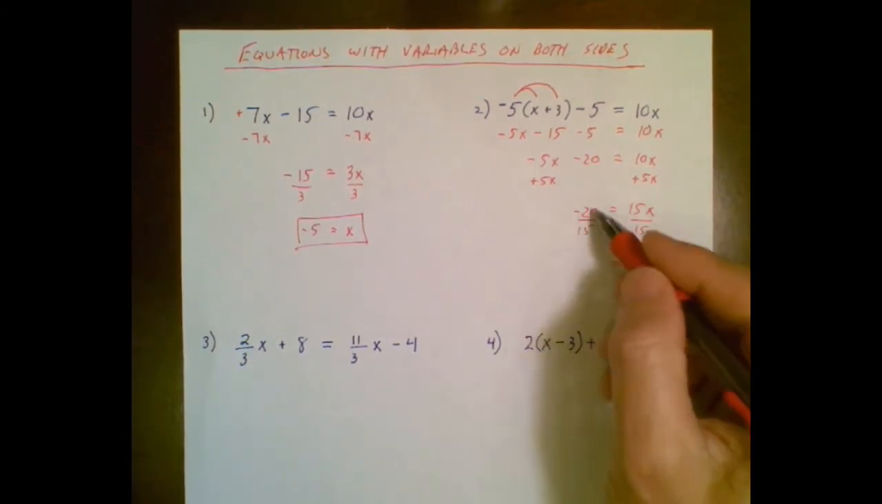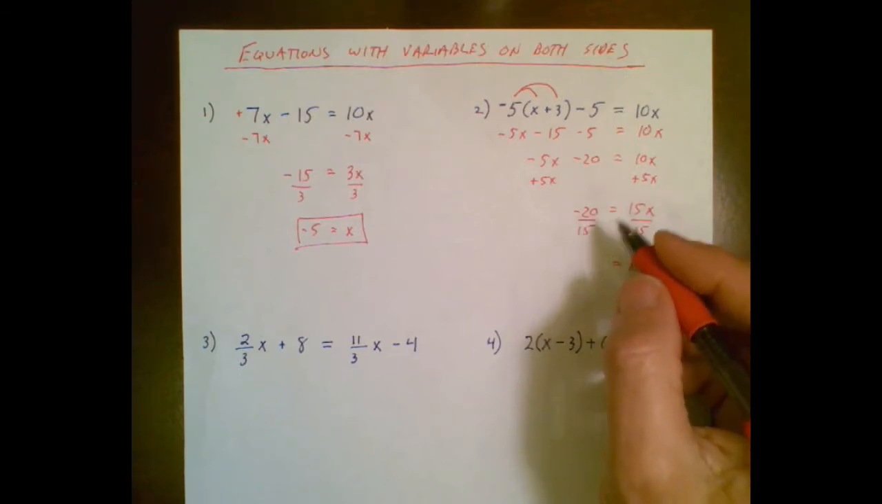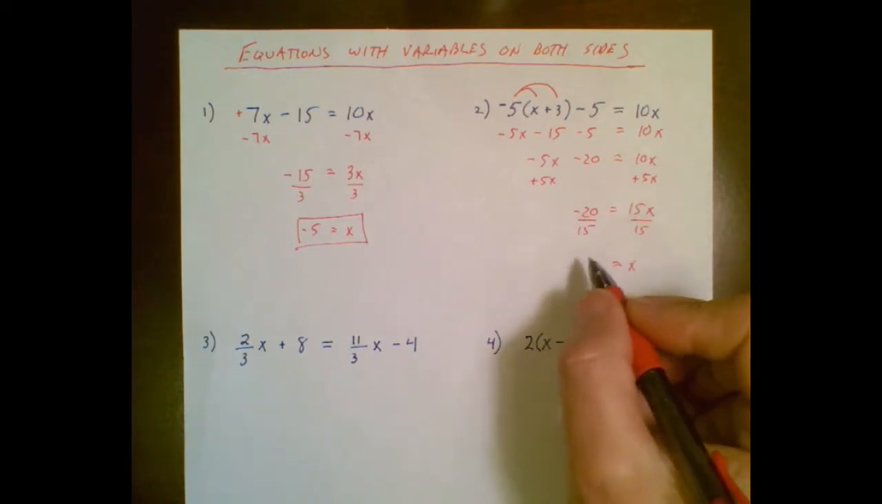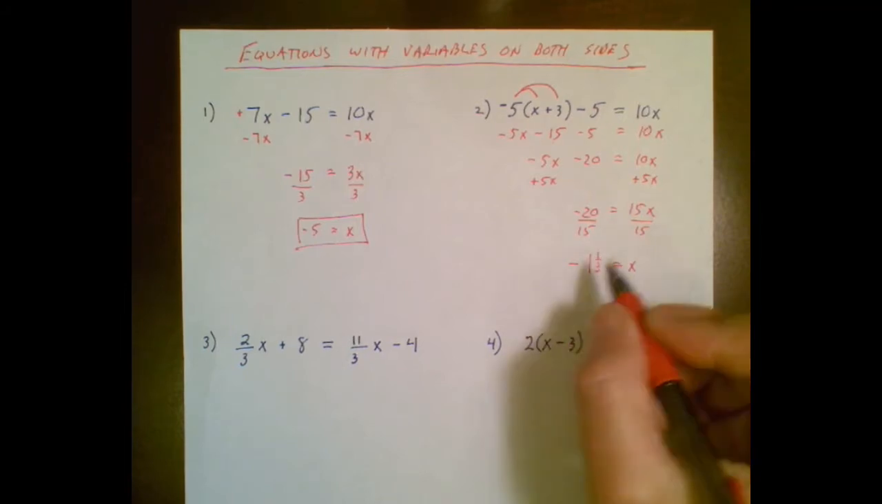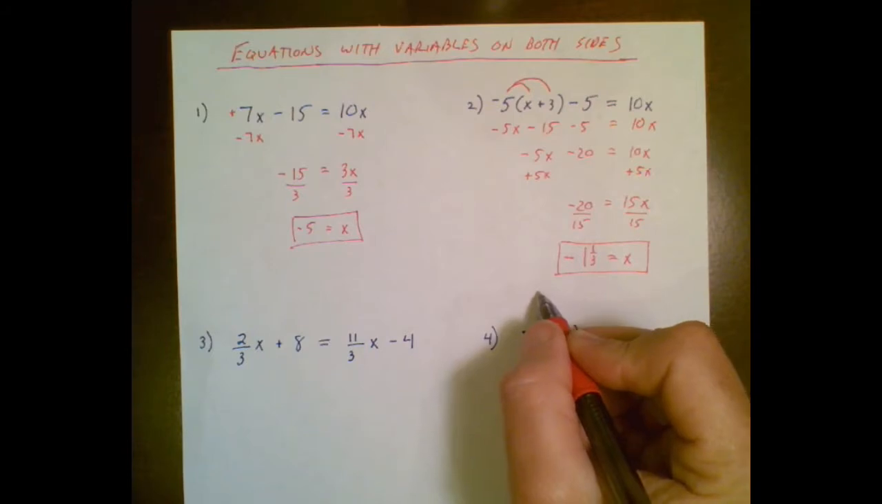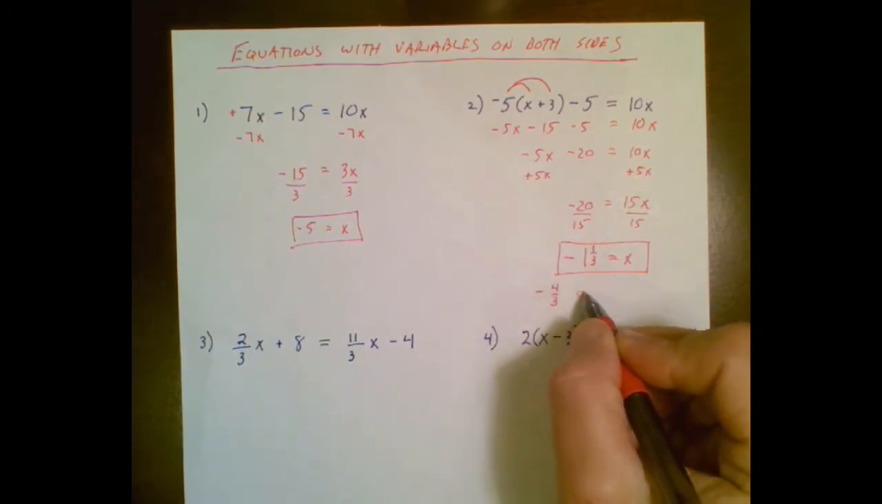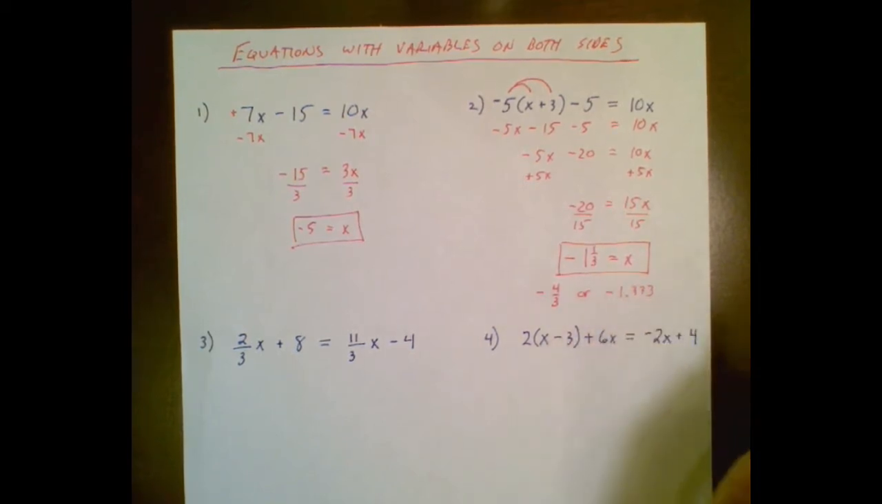And I can reduce this, or I can go to the calculator and divide it. Whatever way you do it, you're going to get something like this. It's going to be a negative, and it's going to be something like -1 1/3. Maybe you get a -4/3. That's the same thing. Or maybe you get a -1.333. That's also the same thing.